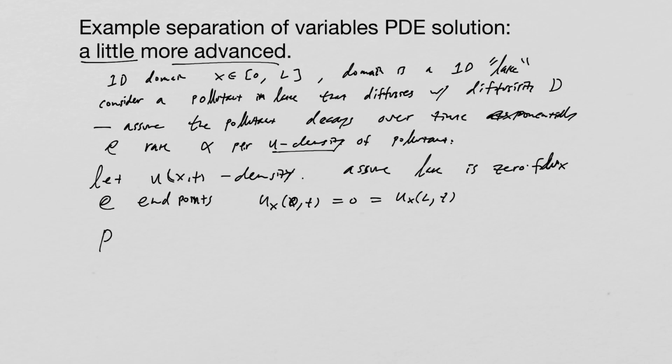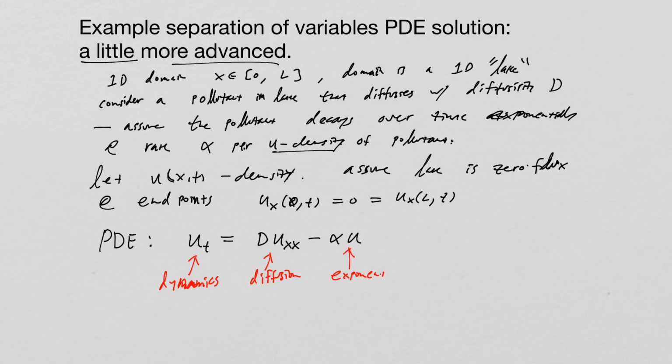Okay, so our PDE can be written as follows. The time derivative is equal to D times the second spatial derivative. That's the diffusion of material in the lake. And there's going to be a minus alpha u. All right, so this is diffusion. Here is, of course, the dynamics. And then here is that exponential decay. So there we go. Those are our pieces to our differential equation.